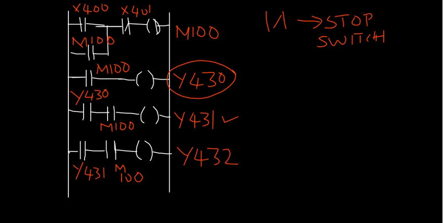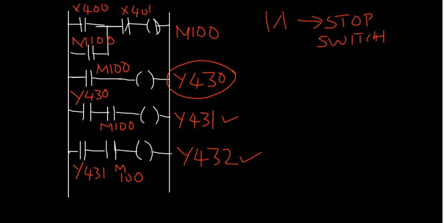So, now when all the three machines start there, that is Y430, 431 and 432, then if at all you want to stop all these things, you will have to stop them simultaneously because the ladder diagram looks like that, right? So, you have to only operate X401. Once X401 is operated, as you can see, your M100 is no longer energized. If M100 is not energized, definitely all the other outputs Y430, 431 and 432 get automatically turned off.